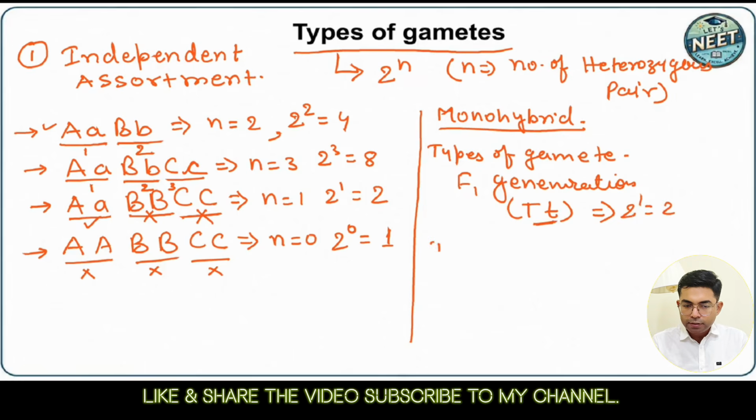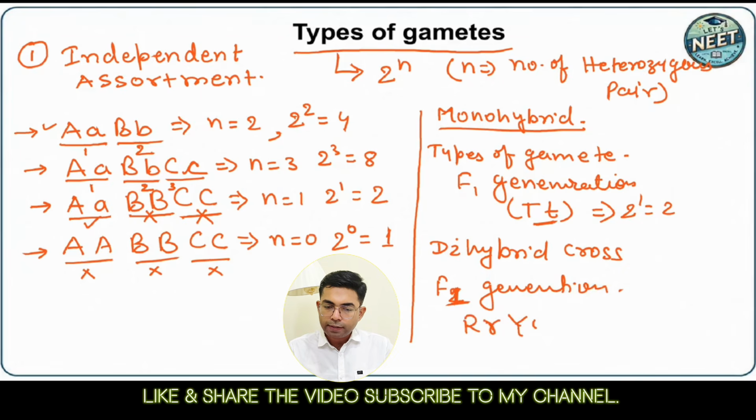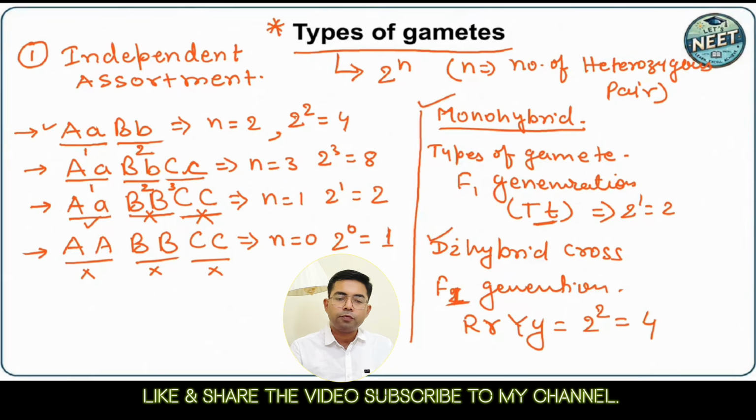Now in a dihybrid cross, if the question is asked how many types of gamete are formed by the F1 generation, what is the genotype in the F1 generation? Capital R, small r, capital Y, small y. So here the value of n is 2. So 2 to the power 2 is 4. So these are very common questions asked about monohybrid and dihybrid, about the types of gamete. Now as I said, most of the questions are asked from this category, independent assortment.